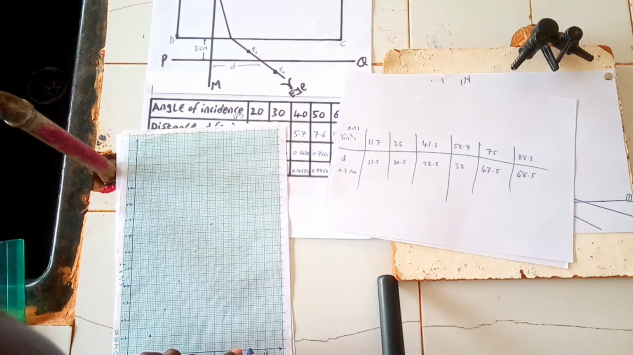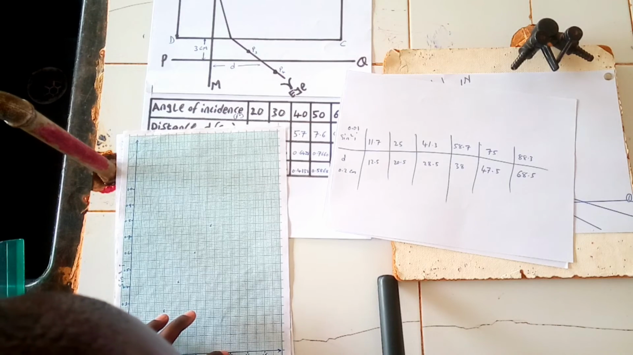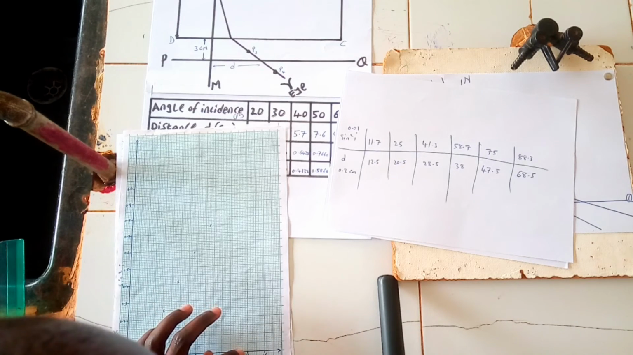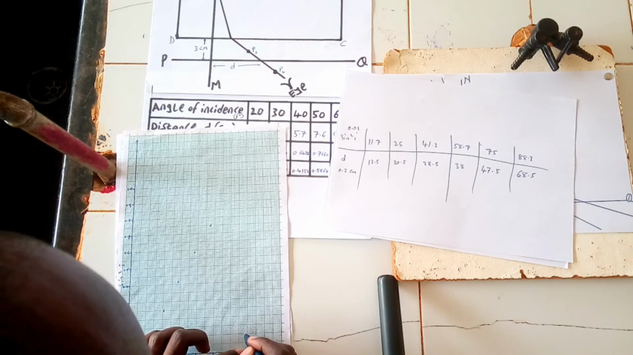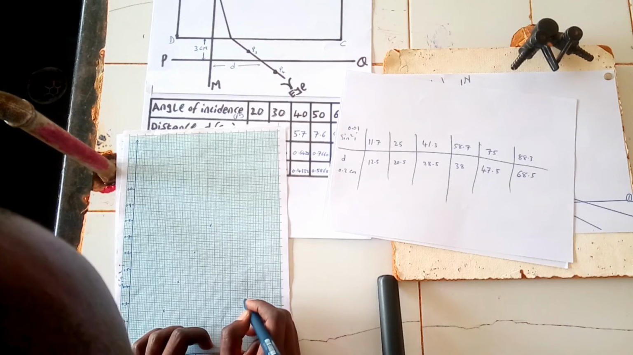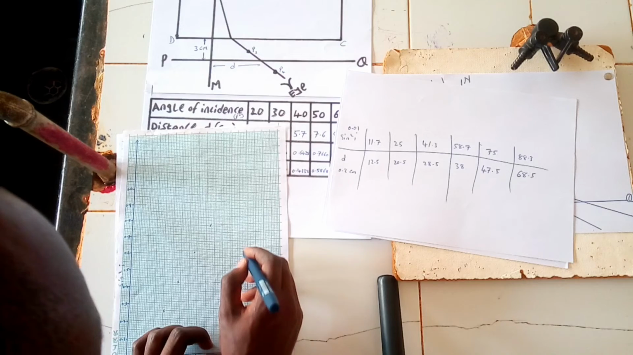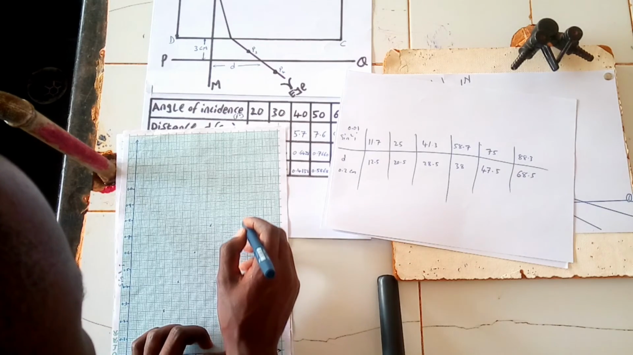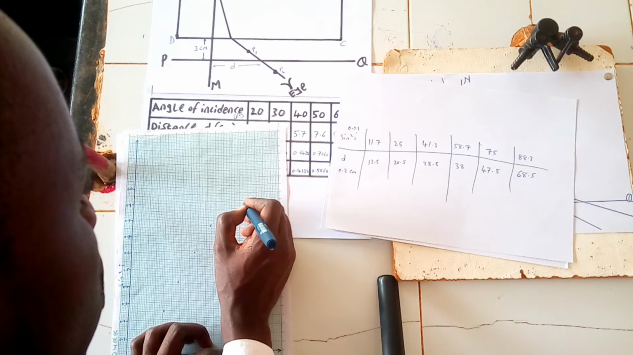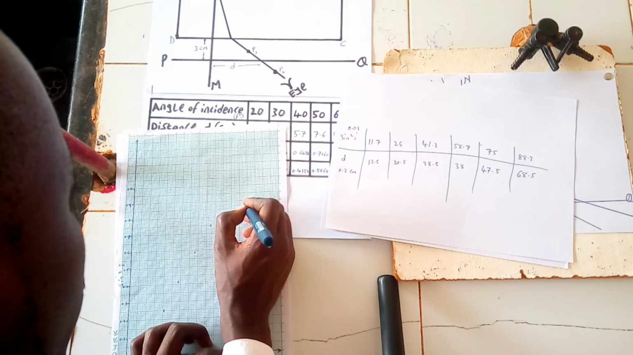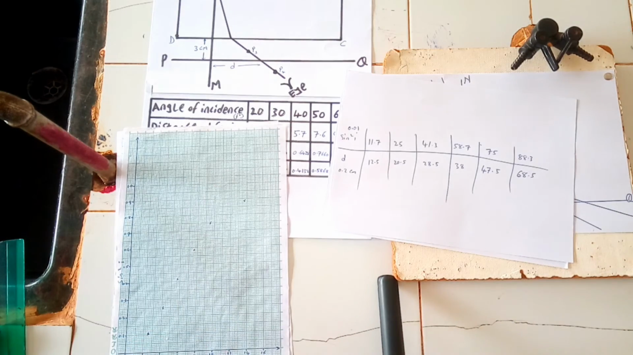Then 68.5, let me confirm again, 68.5, 10, 20, 30, 40, 50, 60, 68.5 is there, then we rise up 88, 10, 20, 30, 40, 50, 60, 70, 80, 88 here, so 88.3. So that mark is there. Those are now the values we have.